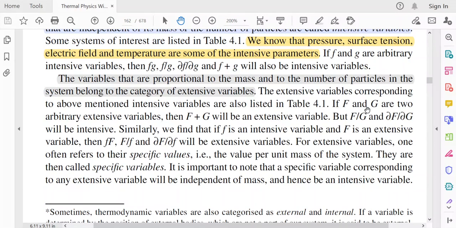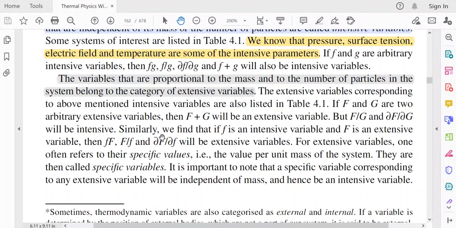If capital F and capital G are two arbitrary extensive variables, then F plus G will be an extensive variable. If we add them, it will also give an extensive variable. However, F by G and del F by del G will be intensive. If you divide F by G or differentiate F with respect to G, it will give you an intensive variable.